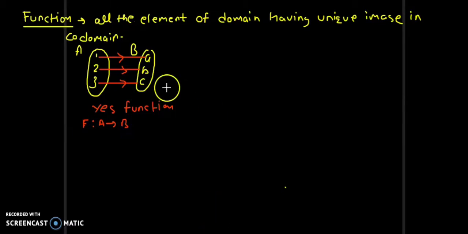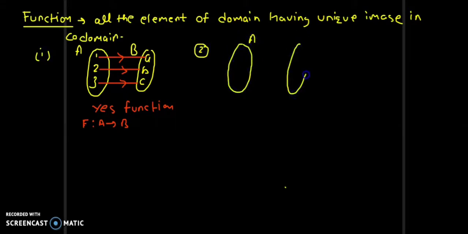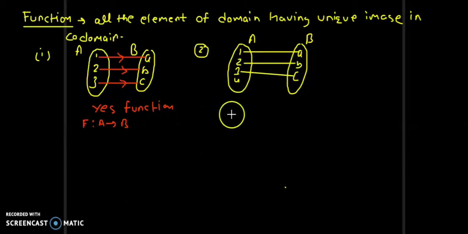If we take another example, set A and set B. If you have 1, 2, 3, 4 and a, b, c, where 1 is related to a, 2 to b, 3 to c, but 4 is not related to anything, meaning 4 does not have any image in B, so it is not a function. It is a simple relation, not a function.